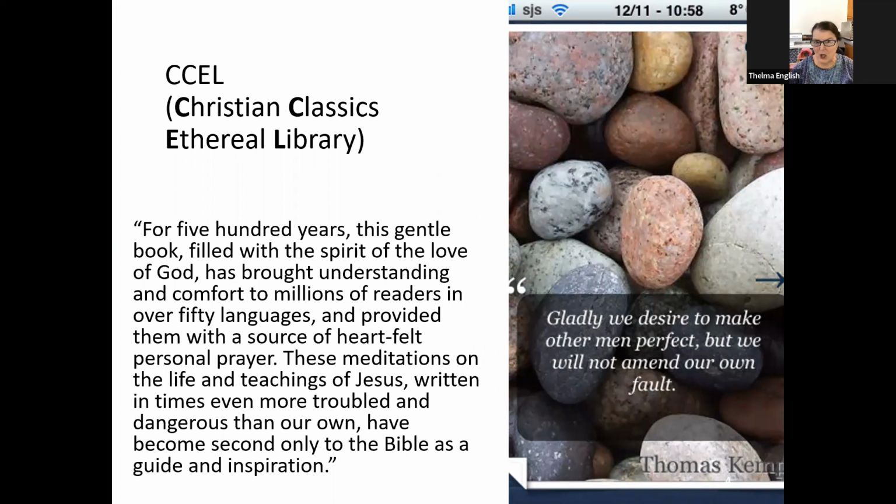Isn't that amazing? Second only to the Bible. There are all types of Thomas à Kempis quotes, and there are all types of posters and things with Thomas à Kempis quotes that are just absolutely awesome. If you want to read more about Thomas à Kempis, you can go to CCEL, which stands for the Christian Classics Ethereal Library, and they have lots and lots of Christian classics.